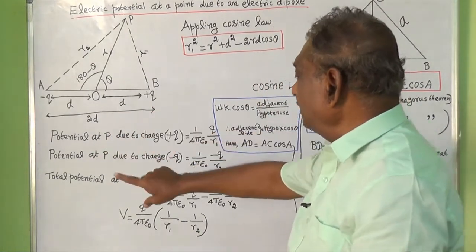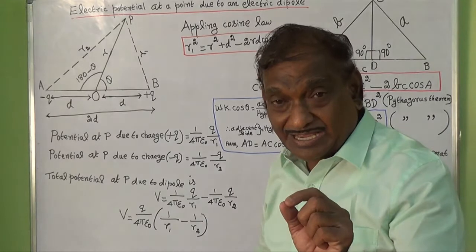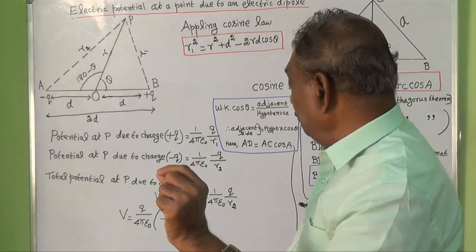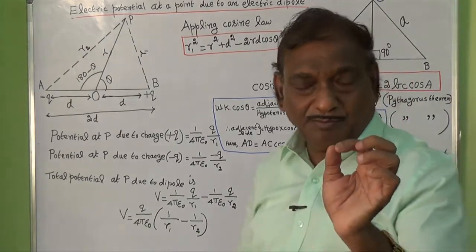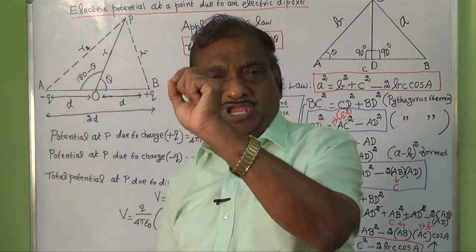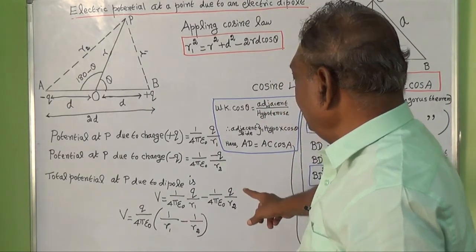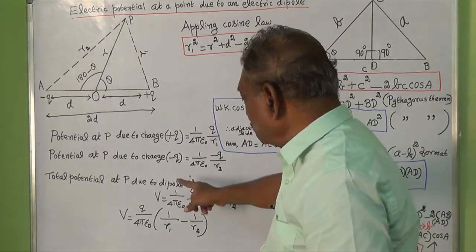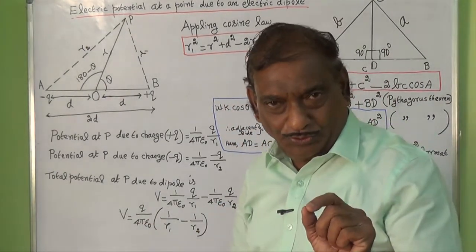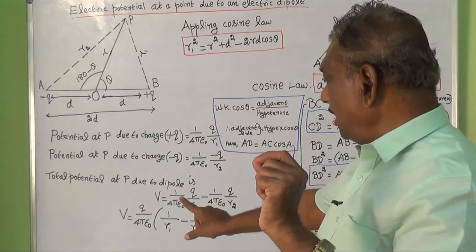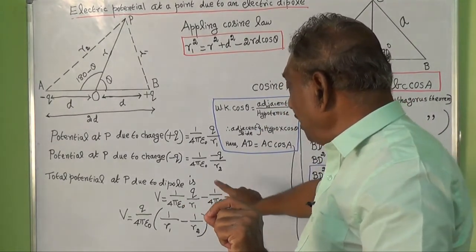So we have written the formula for the total potential as capital V equals 1 by 4 pi epsilon naught Q by R1 minus 1 by 4 pi epsilon naught Q by R2. If we take the common factors outside, we will get V equals Q by 4 pi epsilon naught times 1 by R1 minus 1 by R2.